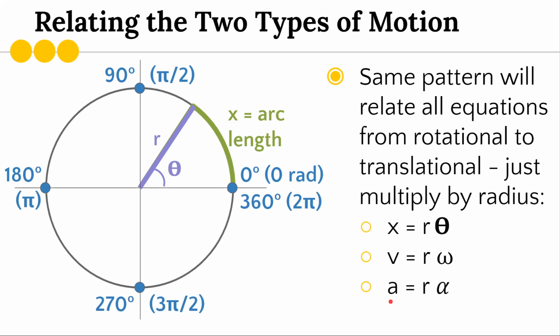And so you can use this rule for everything, pretty much. If you multiply by that radius, and that's what it says, the same pattern will relate all equations from rotational to translational, just multiply by the radius. Okay, and so depending on what question you're trying to answer, you might need to do this. You might need to just take that and multiply by the radius to get from a rotational velocity to a translational velocity. So v equals r omega, for example. Again, I would just copy the equations down and whatever you need to remember what all these variables stand for.